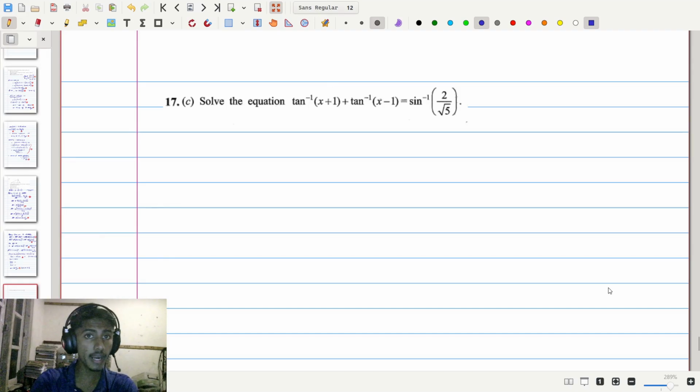2024 A-Level Combined Method is paper 1 part B question number 17 part C. Parts A and B of this same question were discussed in previous videos. Links are top right. Part C of this question has to do with trigonometric equations and inverse trigonometric functions.